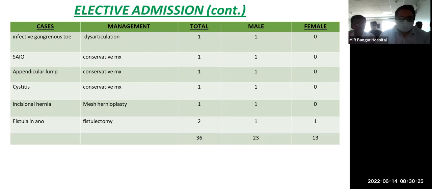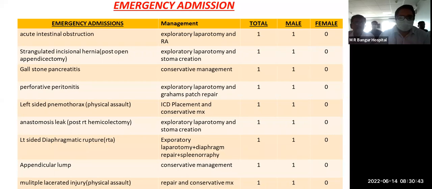Patient with cystitis, conservative management was given. One patient with incisional hernia, MS hernioplasty was done. Two patients of fistula-in-ano, fistulectomy was done. Emergency admissions.